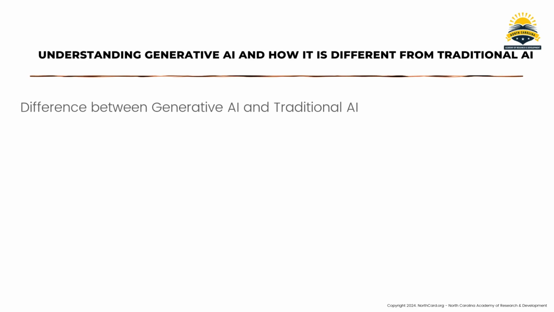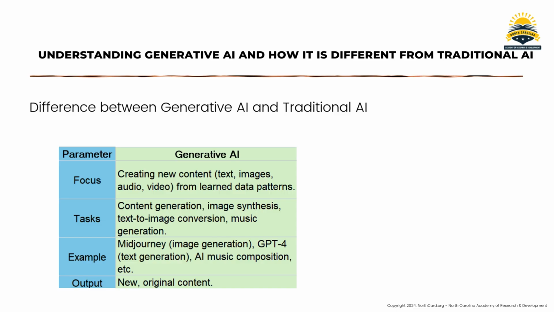Difference between generative AI and traditional AI. Generative AI and traditional AI represent two distinct approaches within artificial intelligence, each with unique capabilities and uses. Generative AI focuses on creating new content, such as text, images, audio, or video, by learning patterns from existing data. It excels in tasks like content creation, image synthesis, text-to-image conversion, and music composition. Examples include tools like Midjourney for image generation and GPT-4 for text creation. The output is fresh, original content.